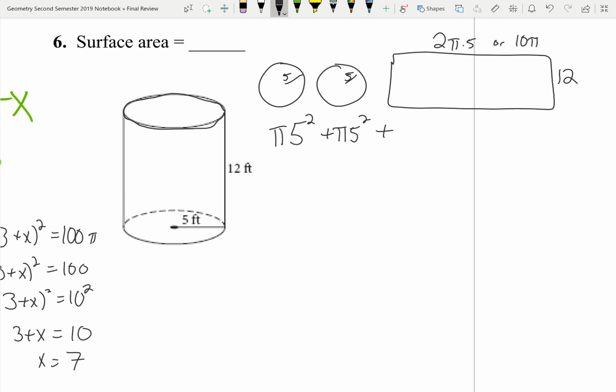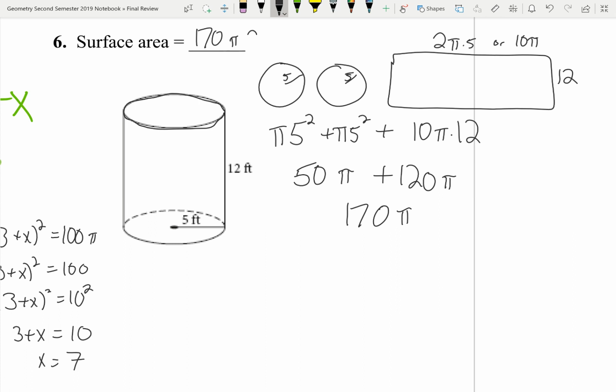And so the area of this one will be 10 pi times 12. So that's going to be 50 pi, 25 plus 25 is 50, plus 120 pi. That's 170 pi. Uh, 175 feet squared, or approximately equal to 534 feet squared.